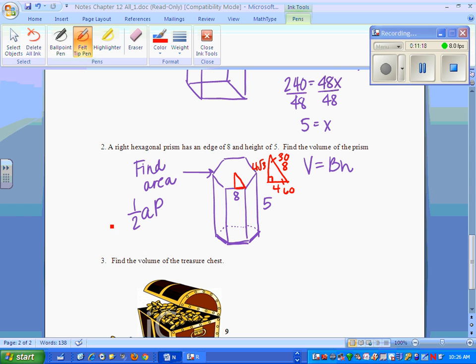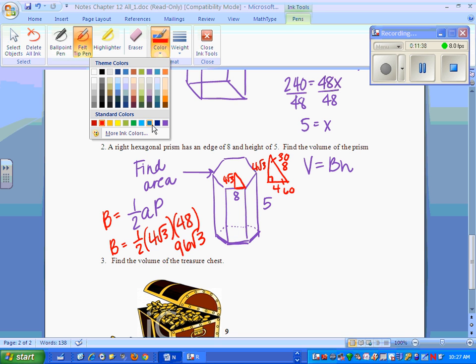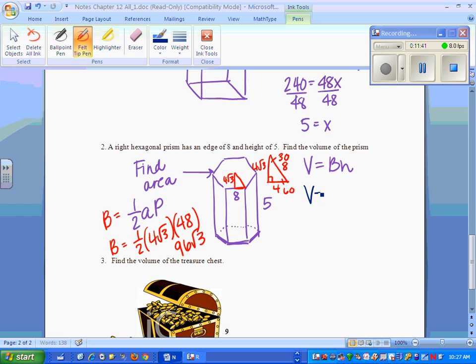So my area of the base, 1/2, the apothem is 4 root 3, and the perimeter, 6 times 8, 48. Okay, the area of the base calculates out to 96 root 3. Okay, I'm almost done. All I have to do now, I have the area of the base, 96 root 3, and I'm going to multiply that by the height, which is 5. Now I can multiply these two together. I'm not adding them, I'm multiplying them. So 96 times 5 is 480 root 3, and that's units cubed because it is volume.